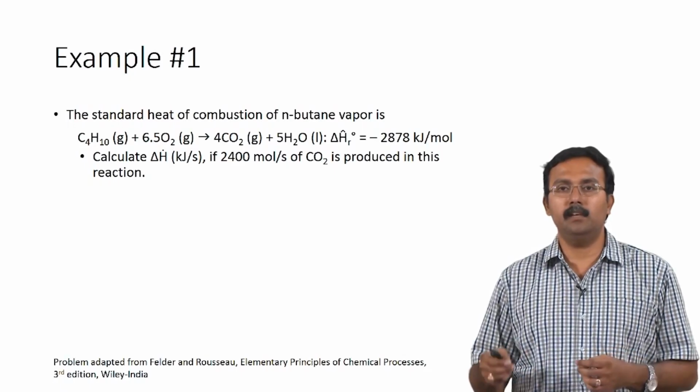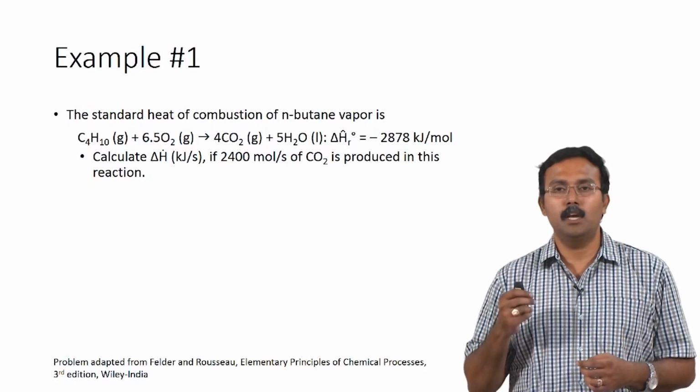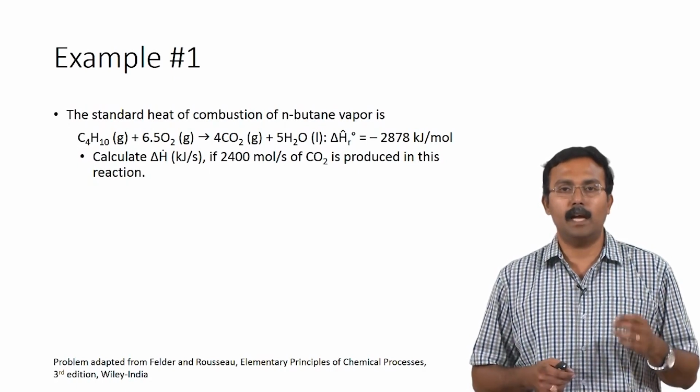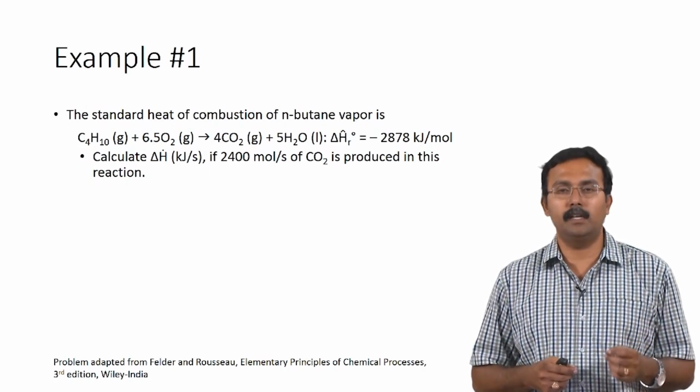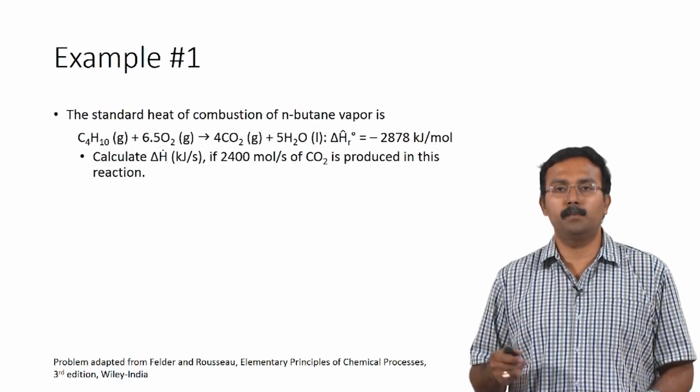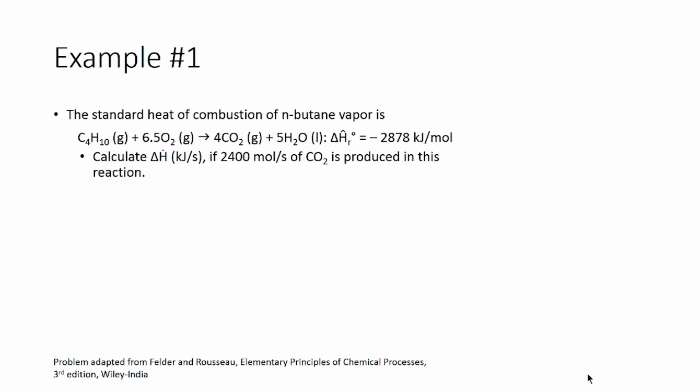So, this heat of reaction for this process is given as minus 2878 kilojoules per mole. You are asked to calculate delta H dot in terms of kilojoules per second if 2400 moles per second of carbon dioxide is produced in this reaction. So, what we have to find is 2400 moles per second of carbon dioxide being produced. So, we need to calculate delta H dot.